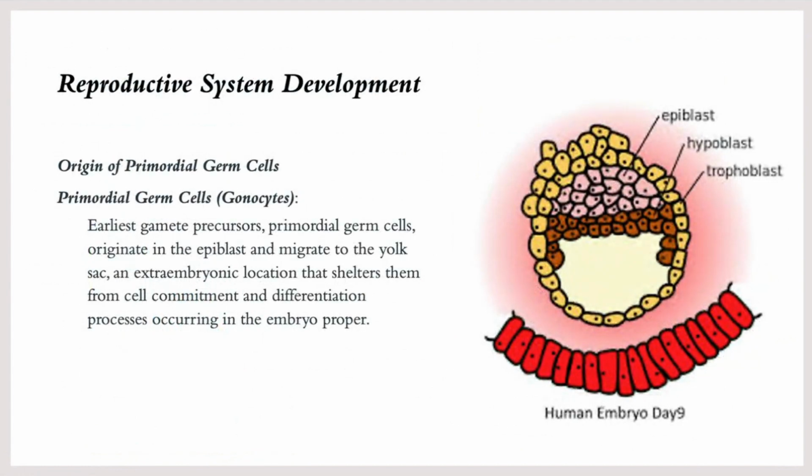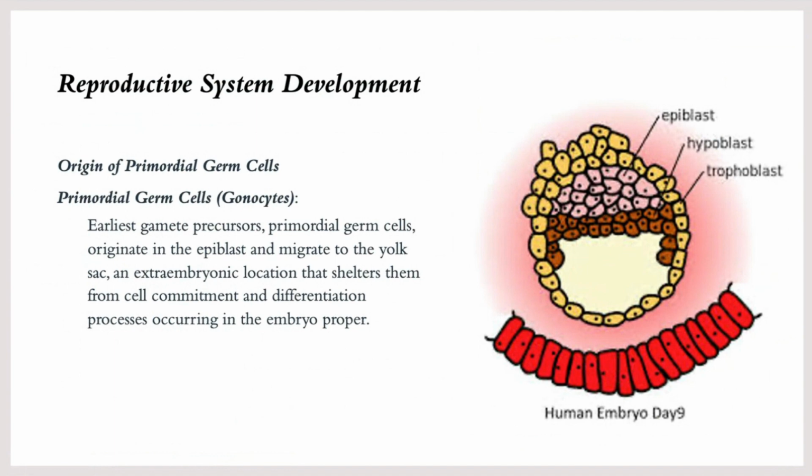Okay. So now the reproductive system development in regard to the primordial germ cells. So the primordial germ cells are also known as gonocytes, and they are the earliest gamete precursors. They originate in the epiblast, right, which is here. And if you remember, the epiblast is also going to form the embryo later. So the gonocytes form in the epiblast, and then they move down to the yolk sac, which is going to basically protect them from any further differentiation.